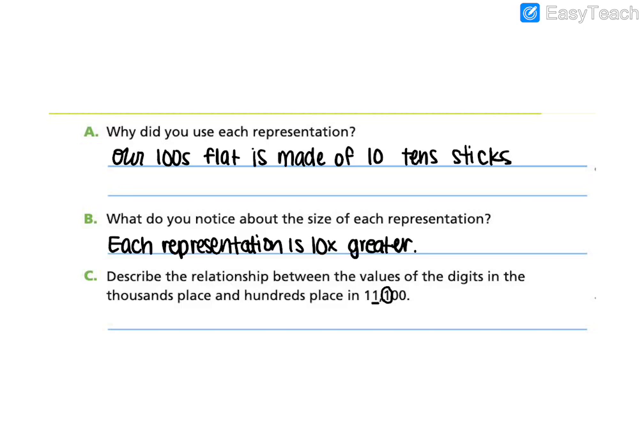So what's the relationship between the 1 in the thousands place and the 1 in the hundreds place? Well, the digit in the thousands place is 10 times greater than the digit in the hundreds place, right? So this 1,000 is 10 times greater than that 100. So go ahead and write your answer.